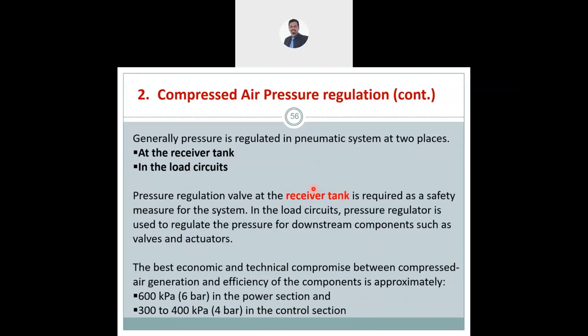Normally air pressure regulation, you can fit at the air receiver tank or at your circuit, your production. You can read: the power section can be up to 6 bar, the control section 4 bar. You want to make sure you have enough. Air pressure regulation is normally at the load circuit, where you can reduce. So, let's say your main supply is 6 bar, but your valve only wants to use 4 bar, so you have your air pressure regulator there before you enter the valve. So it can control the pressure.